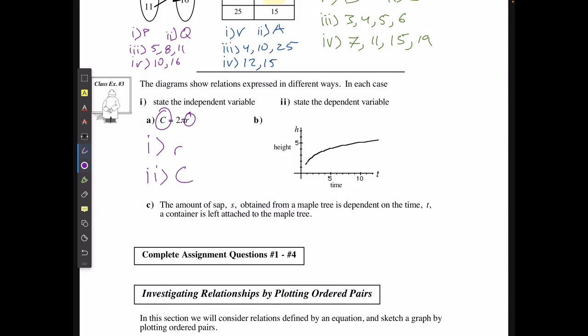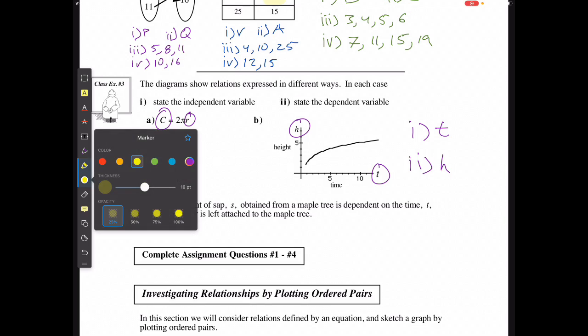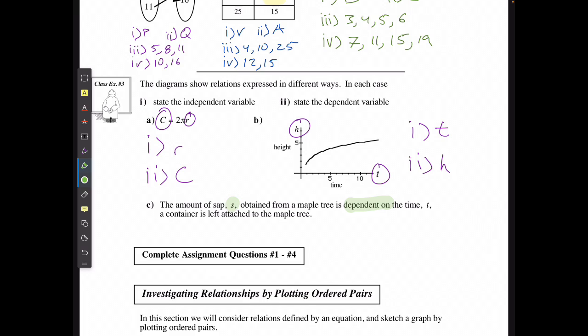For example b, the independent variable is going to be my horizontal axis, so t, and my dependent variable is my vertical, so that's going to be h. For c, when it's written in words, the amount of sap S obtained from a tree is dependent on, and here's the key terms, dependent on, which means that this is my dependent, the time t a container is left attached to the tree, and there's my independent. Independent is t, dependent is s.